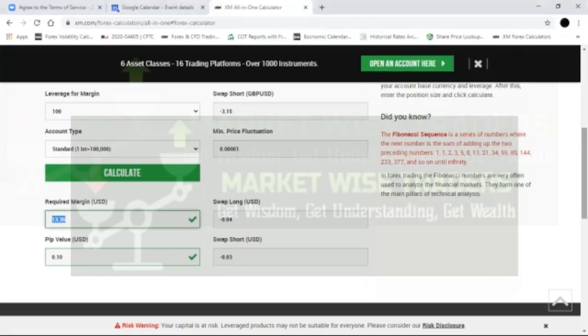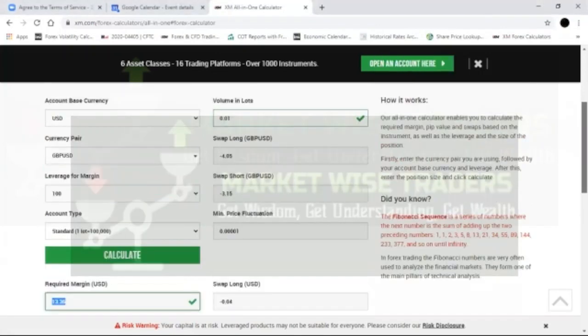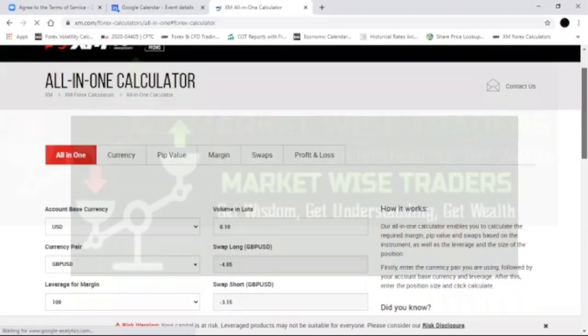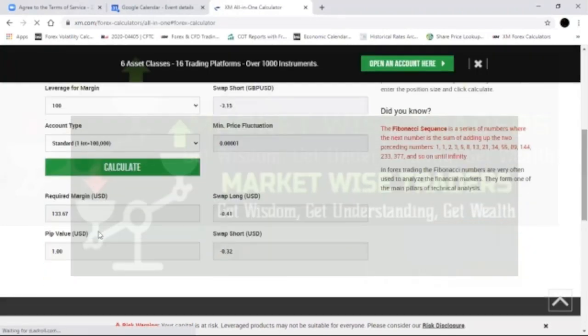Okay, and they will not tell you this. So you can change this, because someone just comes and says, oh, I'm entering at 0.1. Let's calculate. Leverage of 1 to 100. You see how much money they want? $133. But that's leverage at 1 to 100.